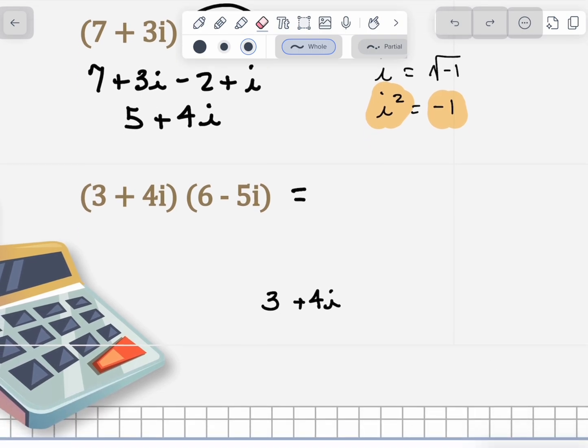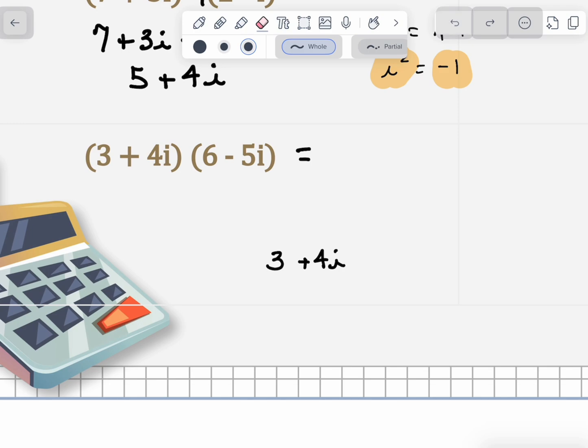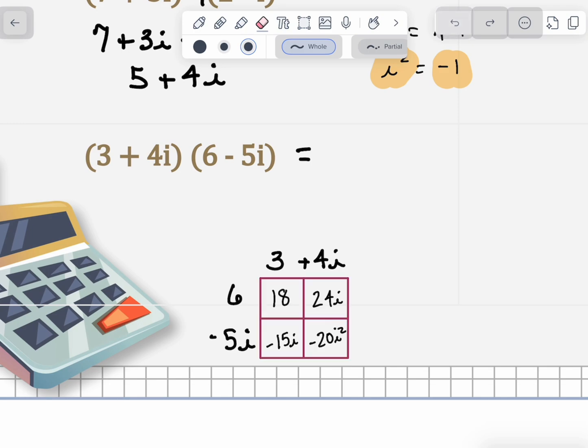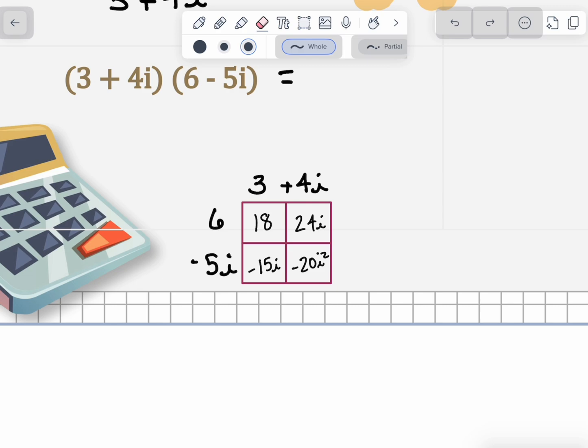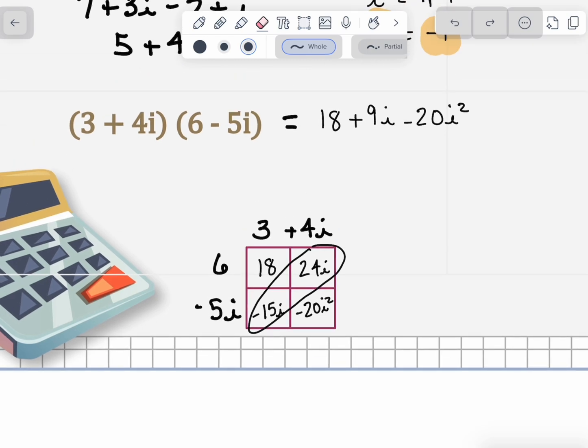So when we multiply, we're going to take 3 plus 4i and multiply it using the area model method by 6 minus 5i. Complete that area. 6 times 3 is 18. 6 times 4i is 24i. Then you multiply the rows and columns on the bottom and look for your like terms. So we've got negative 15i plus 24i. Those combine to give us positive 9i.